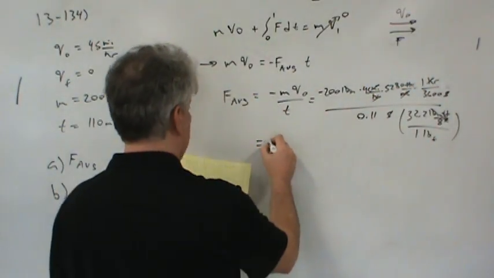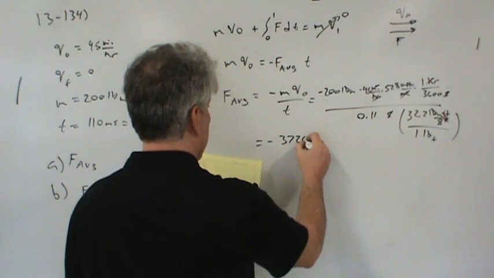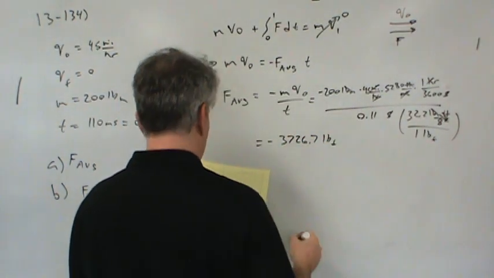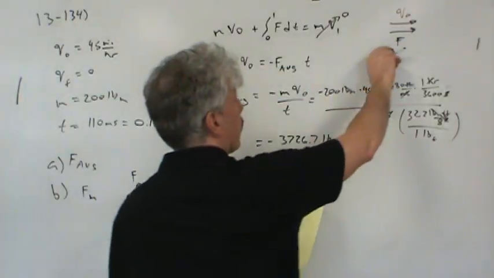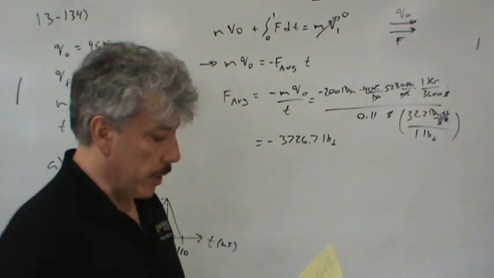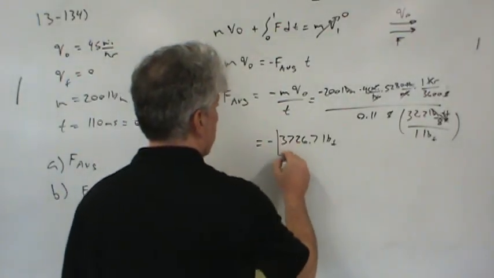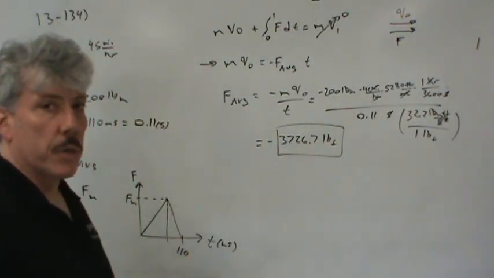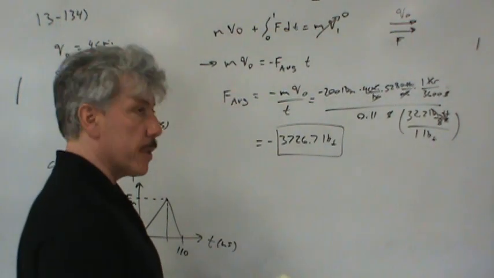Anyway, this comes out to negative 3,726.7 pounds force. So, of course, my assumed direction of force is wrong. In other words, the force is actually pointing against the direction of motion. Okay, but there's the numerical result. That's how much force, on average, must be applied to the person, which is quite a lot.